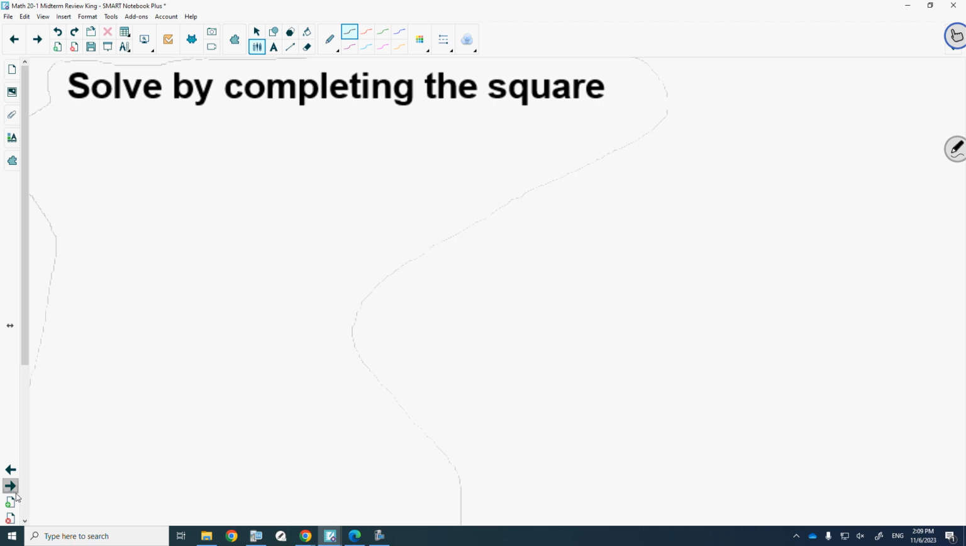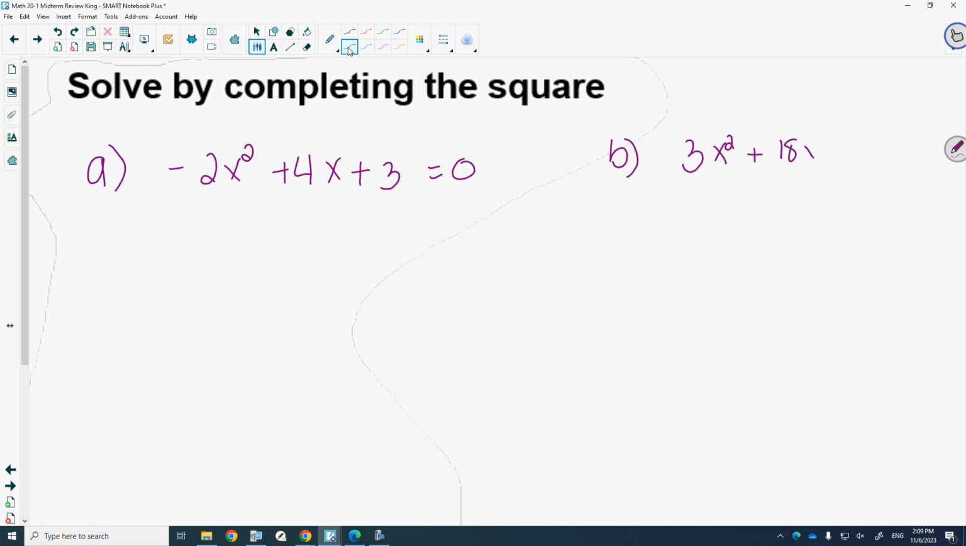Okay, let's review solving by completing the square. So I'm going to give you 2 that we are going to do. Let's do negative 2x squared plus 4x plus 3 is equal to 0. And 3x squared plus 18x minus 2 is equal to 0.